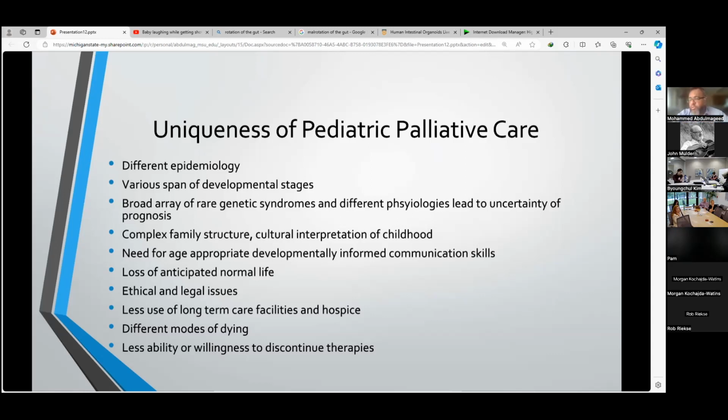Ethical and legal issues, of course, because you are dealing with a child. You have to know who is the guardian, who's taking care of the child, who will be taking care of the child if the parent died.